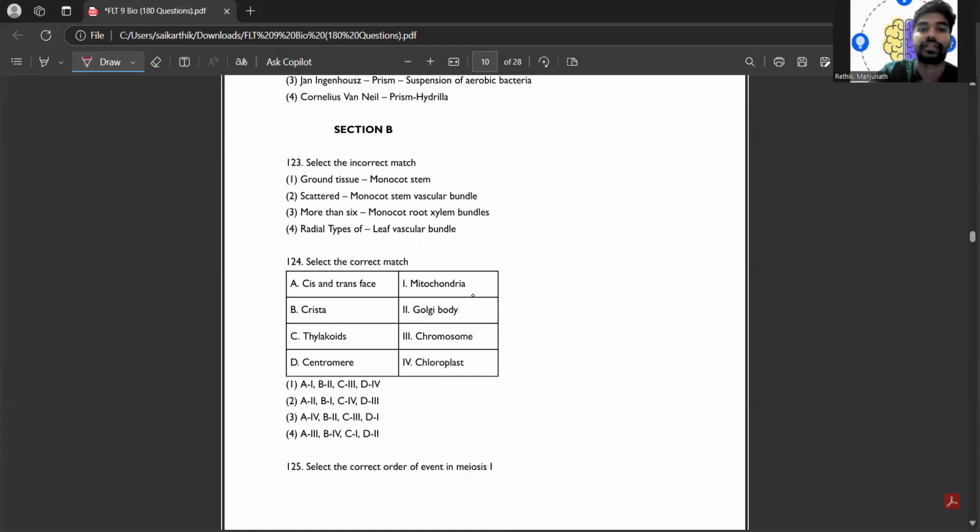Next, select the incorrect match. Okay, section, it's not the section B, it's the continuation. Don't worry.